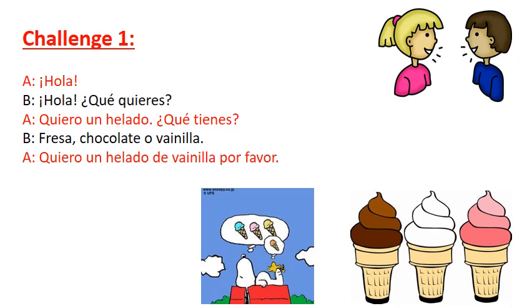This time, let's see if you can be the customer. So you're going to start off saying the writing that's in red. So off you go. Then my turn. I'm going to say the first line in black. Hola, ¿qué quieres? Your turn. Quiero, remember? Muy bien. Fresa, chocolate o vainilla.